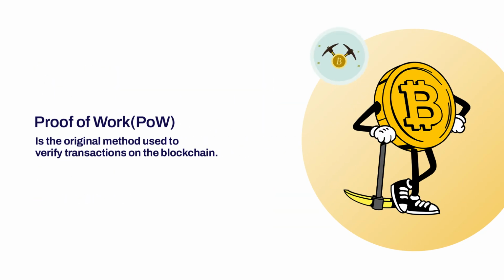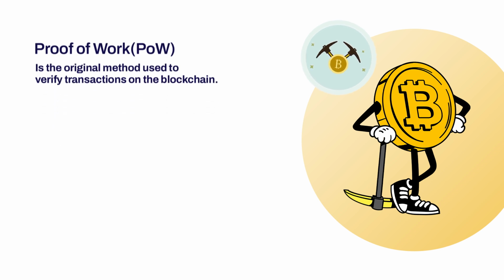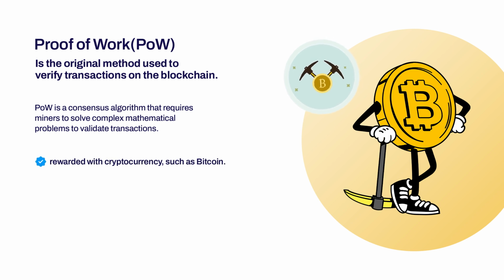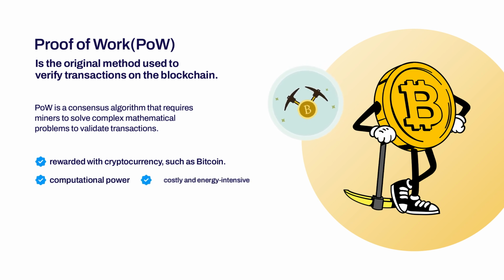Proof of work, POW, is the original method used to verify transactions on the blockchain. POW is a consensus algorithm that requires miners to solve complex mathematical problems to validate transactions. The first miner to solve the problem is rewarded with cryptocurrency such as Bitcoin. While POW has been effective in securing the blockchain, it has some drawbacks. For one, it requires a lot of computational power, which can be costly and energy-intensive.